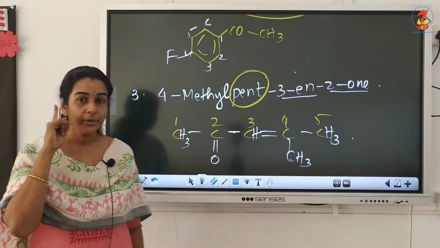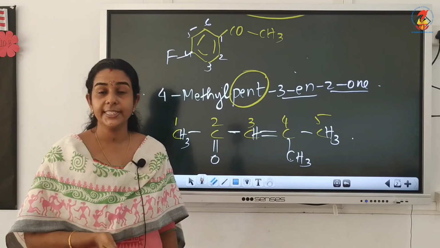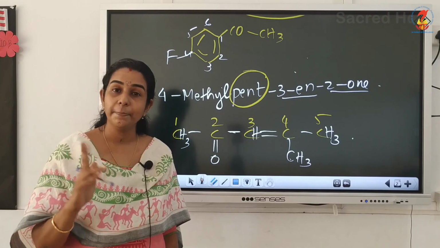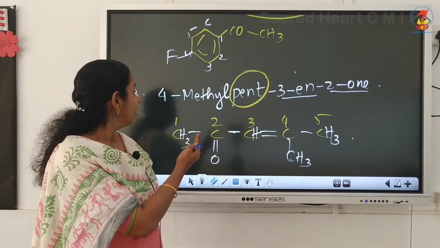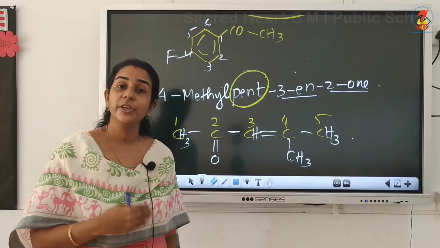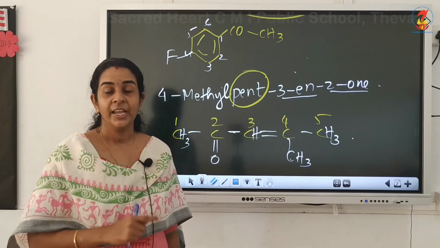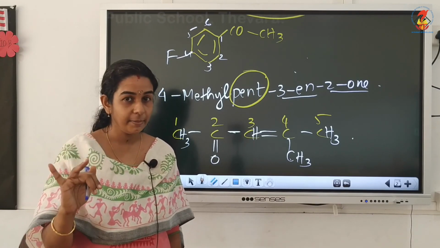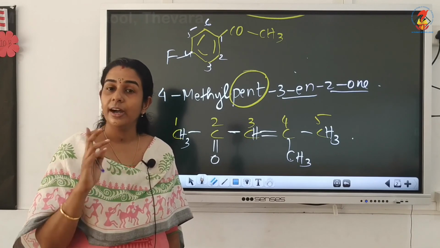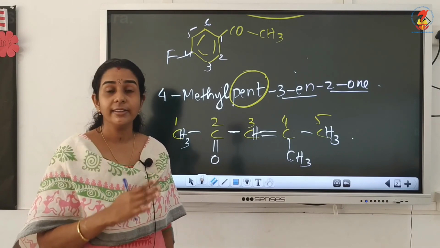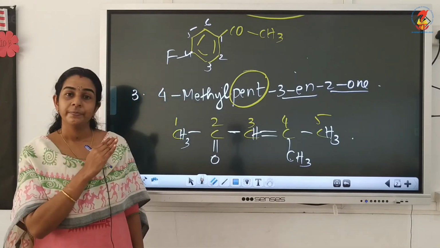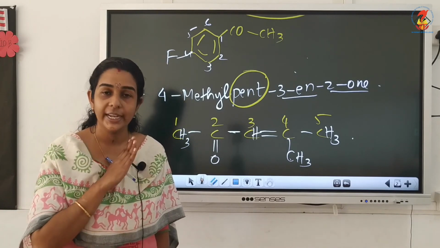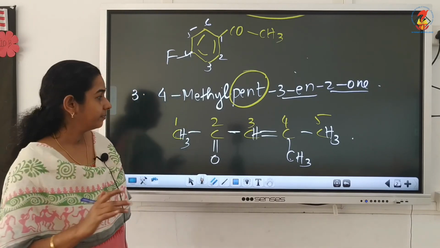Okay. Now remember, when we write the IUPAC name, don't use alpha, beta, gamma, ortho, meta, para, and don't use normal, iso, neo. All these are terms that we use only in the common system, not in the IUPAC system. In the IUPAC system we have to use only numbers. Okay. Thank you.